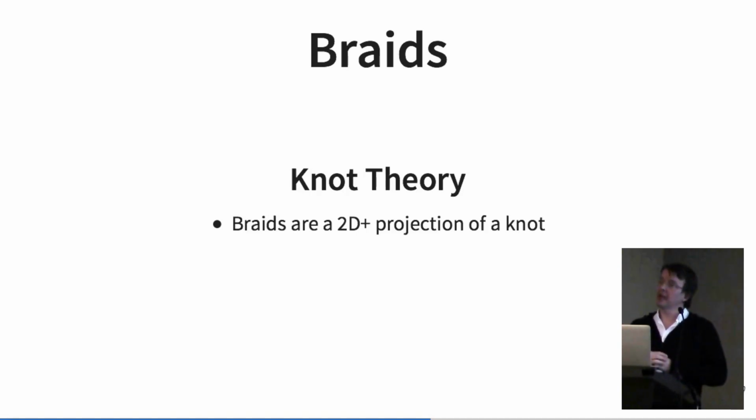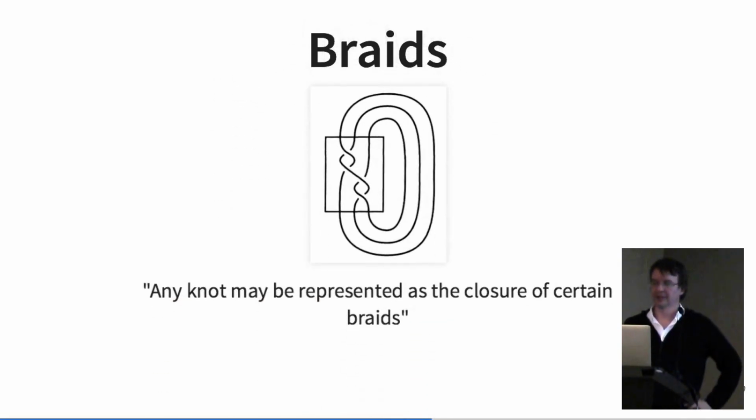And what they are is a 2D projection of a knot, because they have this concept that something can cross over and under something else. So it's like 2D with benefits. So here's a good example.